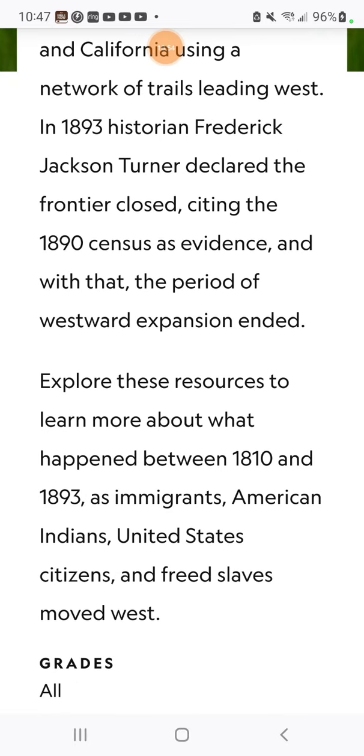It says, explore these resources to learn more about what happened between 1810 and 1893 as immigrants, American Indians, United States citizens, and freed slaves moved west. All right? And again, like I said at the outset, they're going to give you a lot of nonsense about who was moving west and what was happening. The majority of these people that were moving west were the Edomites. And as they were continually moving west, they were conquering lands. And anybody that got in their way was either put to death or put on a reservation. All right?